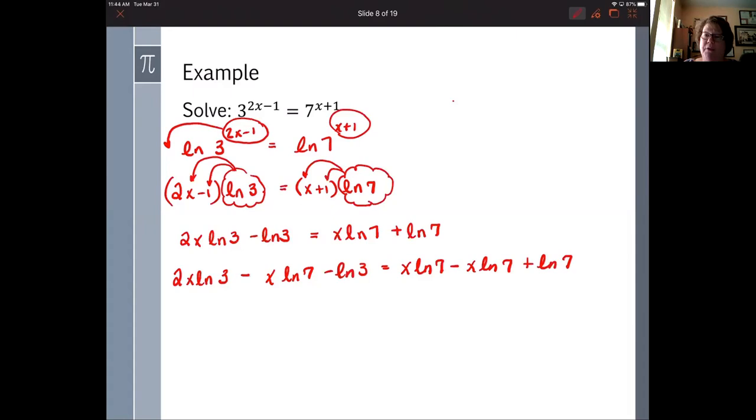All right, and so on the right-hand side, that adds to 0, and I'm going to be left with the natural log of 7. On the left-hand side, I'm going to do some factoring here. I'm going to factor the x from the first 2 terms. If I factor an x from 2x times the natural log of 3, I get 2 times the natural log of 3. If I factor the x from the negative x times the natural log of 7, I get the natural log of 7.